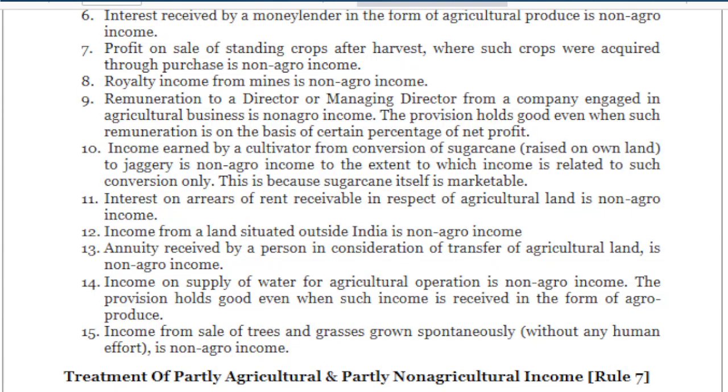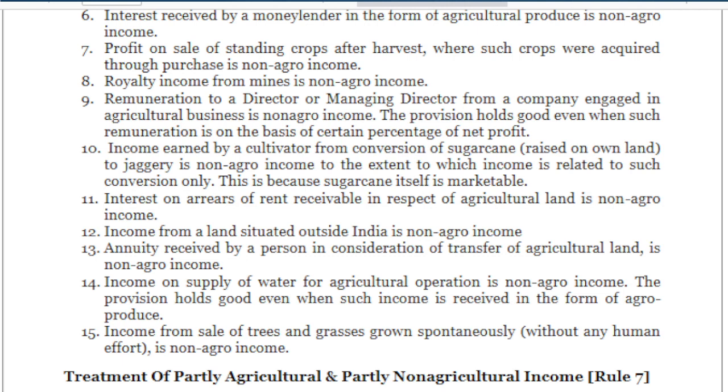Okay, 14th one, income on supply of water for agriculture. अरे पानी बेच रहा है for agricultural operations is non-agricultural income. If he is selling water, how can we say it is agricultural income? Suppose the water works department is charging a water bill to the farmer. Is it agricultural income for the water works department? So the answer is no. It is not agricultural income.